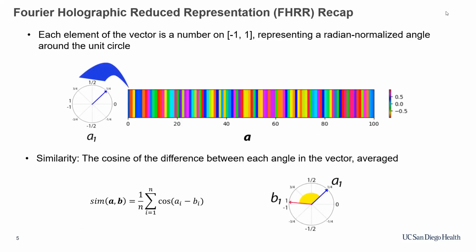So to go into how each of these specifically works in the FHRR VSA, each element of the vector we use as a number between -1 and 1. So in this case, it's an angle, but it's normalized by a radian. And that just kind of keeps everything on this convenient -1 to 1 domain, and we can kind of throw out a lot of pi's along the way. And so now in the FHRR, the similarity measure is the cosine of the difference between each angle in the vector, and then you take the average of all those cosines.